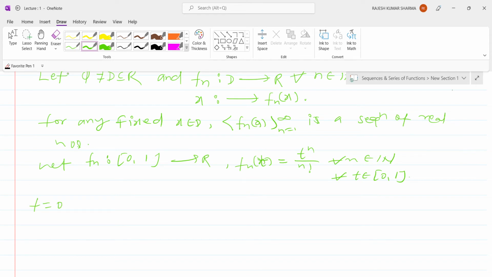If you take t equal to 0, then Fn(0) equals 0, which is a sequence of real numbers, also known as the zero sequence. If you fix the point t equal to 0, then the sequence of functions converts into a sequence of real numbers. The sequence Fn(0), n equal to 1 to infinity, is a sequence of real numbers.